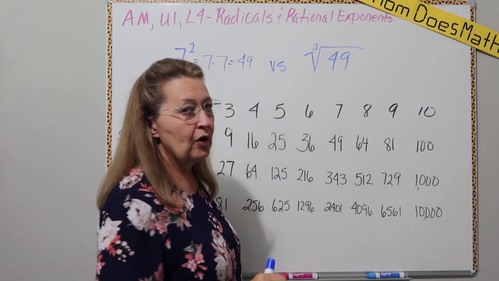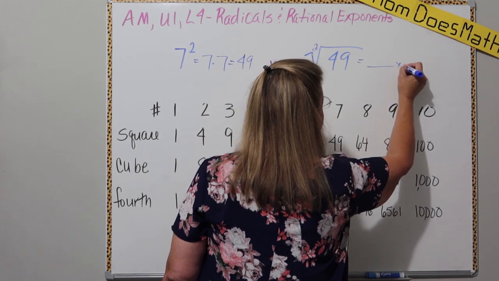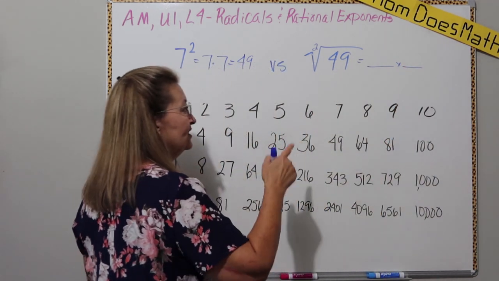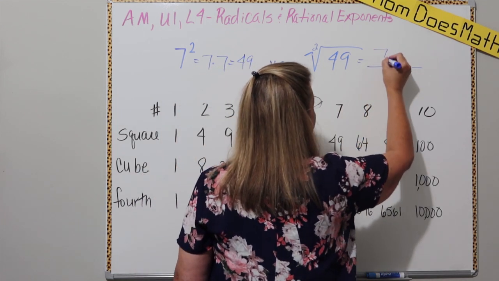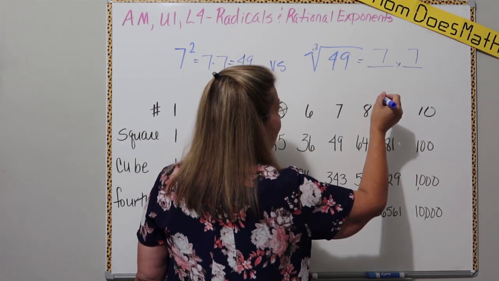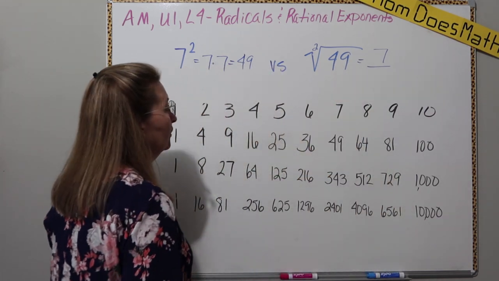This asks you a question. It says, what number did you multiply times itself to get that radicand? And remember, these two numbers have to be the same. So the actual square root of 49 would be 7.